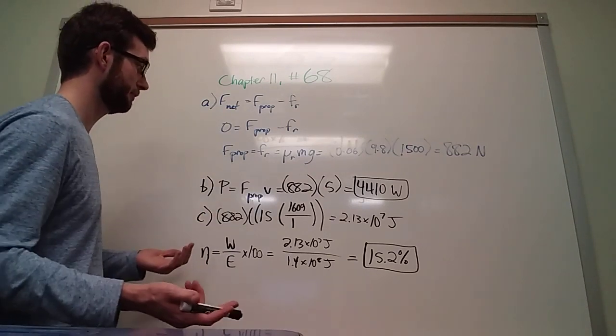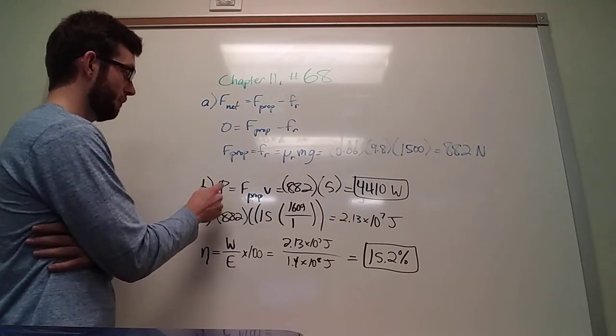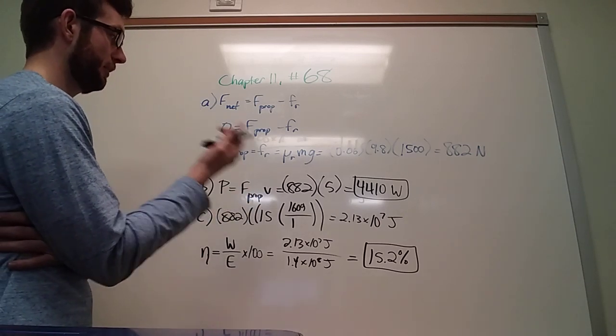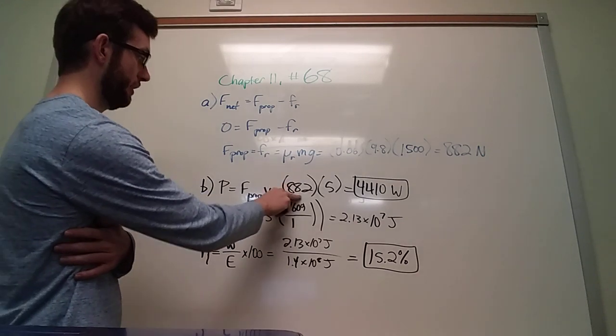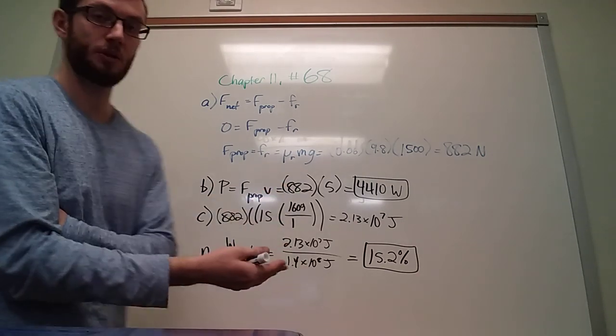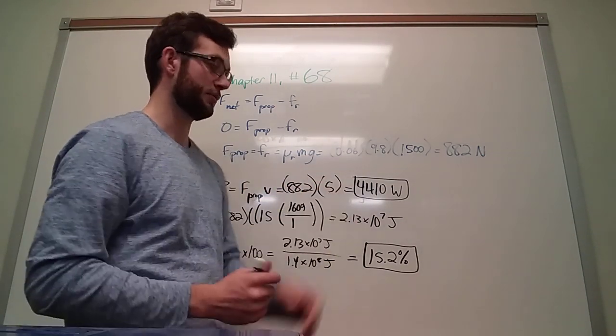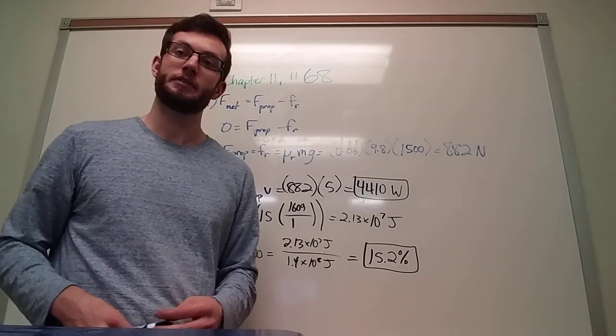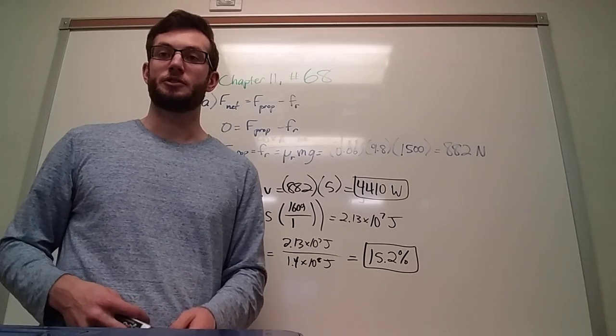This is a pretty simple calculation. Power is equal to F prop times V. Our velocity is 5 meters per second. We already calculated F prop is 882, so we multiply those two together and we're going to be left with 4,410 watts. Part C then asks, if the car gets 15 miles per gallon when driving on sand, what is the car's efficiency? 1 gallon of gasoline contains 1.4 times 10 to the 8th joules of chemical energy.